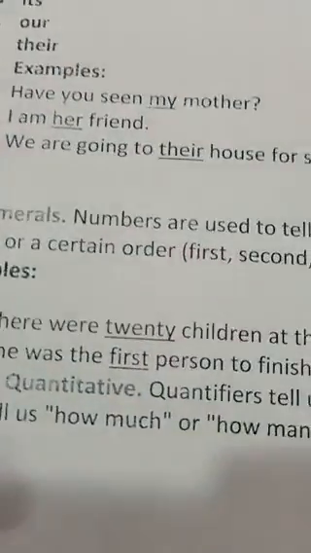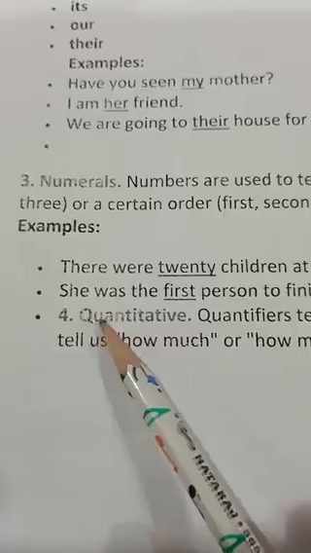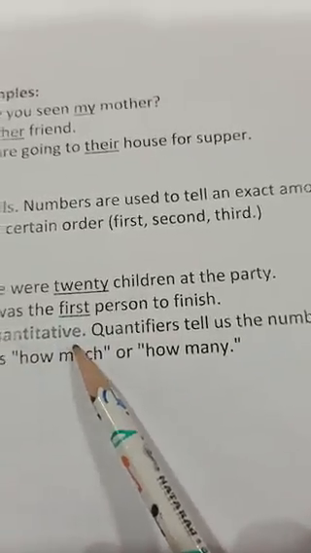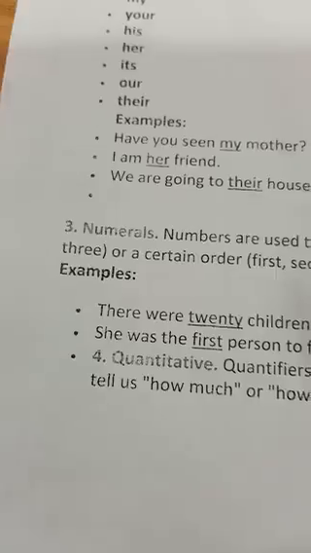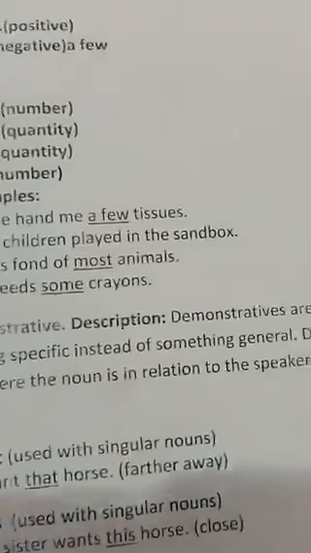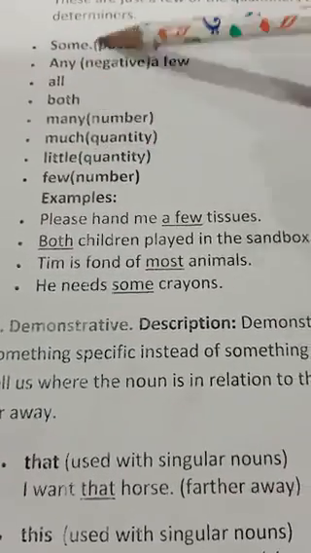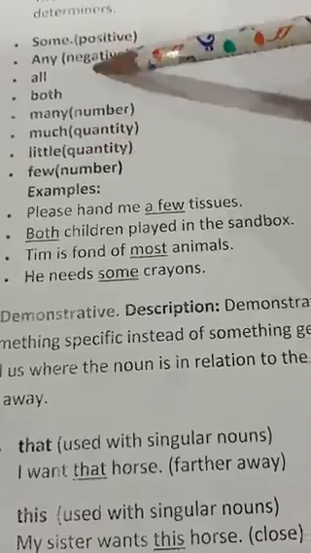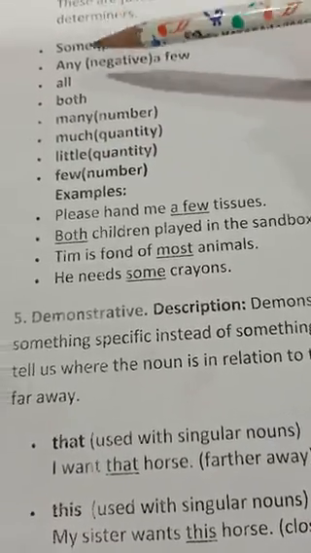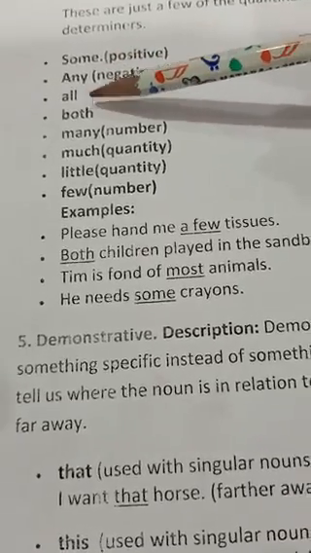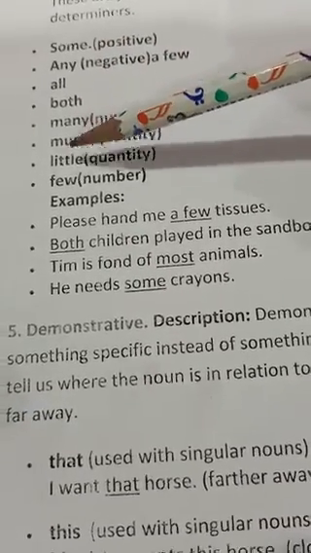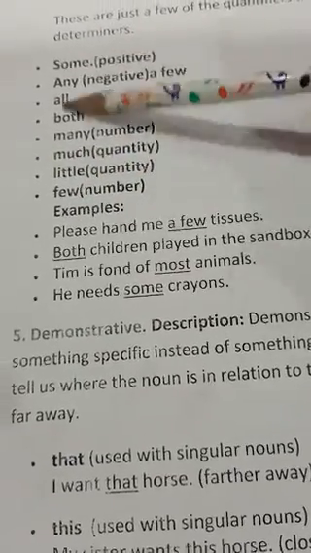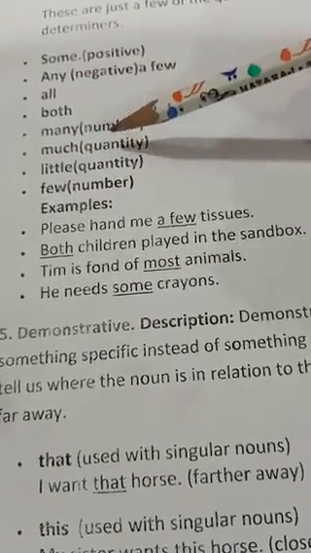Now let us move towards our fourth kind of determiner, that is quantitative. Quantitative means quantity, how much, how many. These are some of the quantities which you use as determiners. Example: some, any, all, both, many, much, little, few. These are the quantitative determiners.